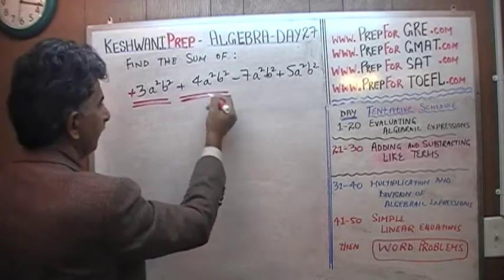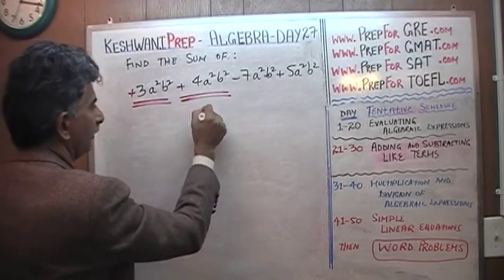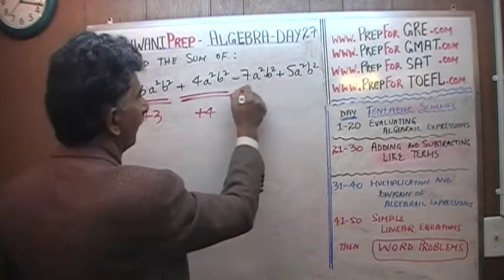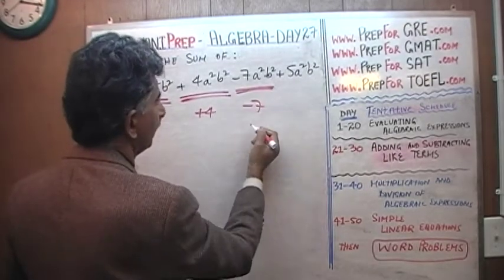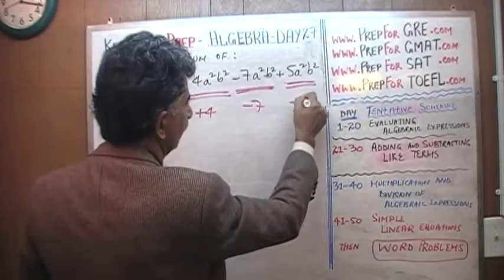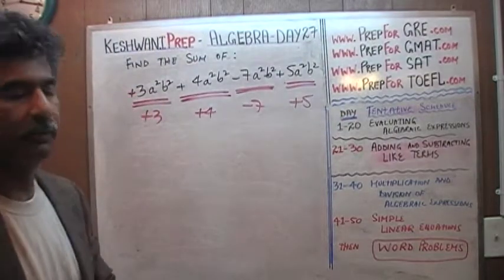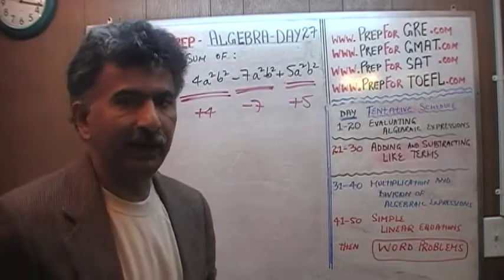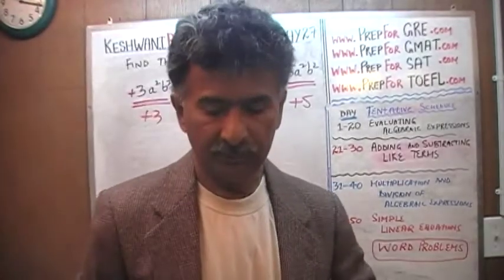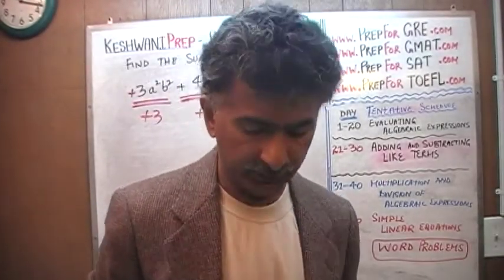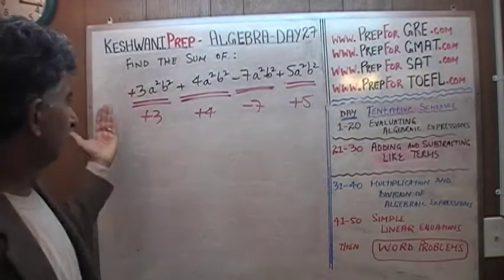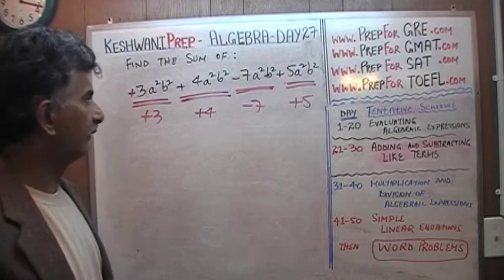Here is the second term with a coefficient of positive 4. The third term has a coefficient of negative 7. And this is the fourth term with a coefficient of positive 5. These 4 terms make up what is known as an expression. It's not an equation. An equation would have had an equal sign in it. We do not have an equal sign. It's not an equation. It's an expression.